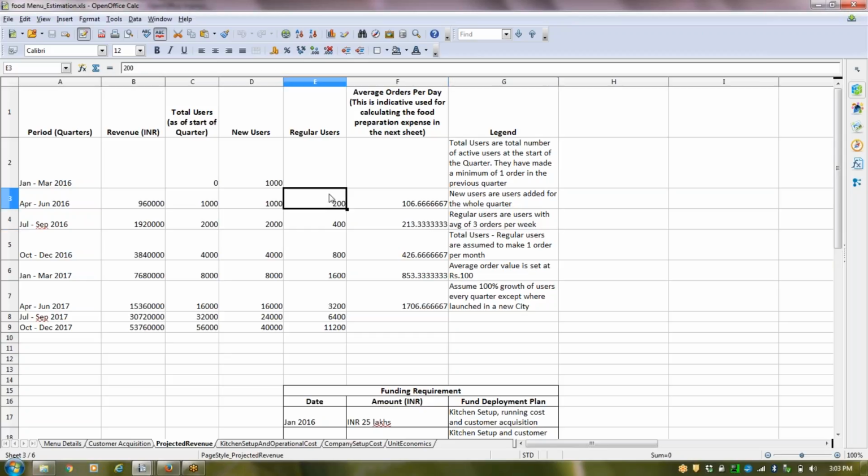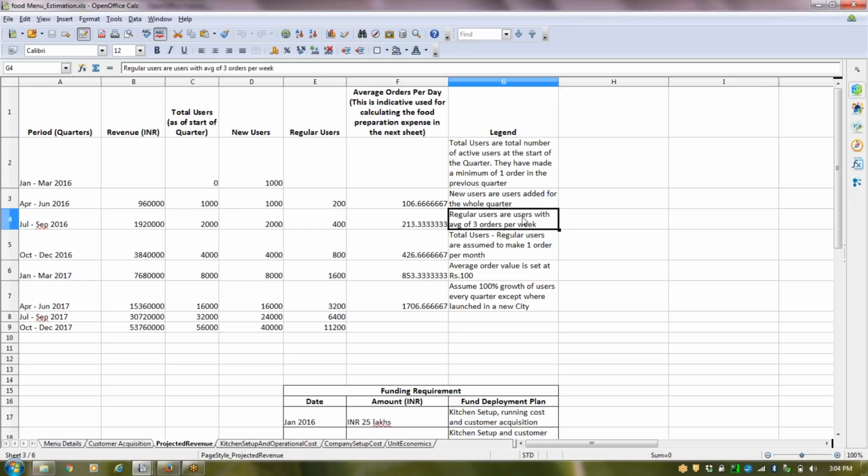So what they are targeting is they need to close 1,000 new users in the first 3 months, and out of these 1,000 new users, at least 200 should be regular users. And what is the definition of regular user? Regular users are those people who would order at least 3 times a week. So that is the definition.